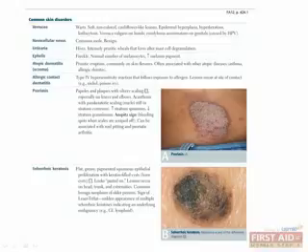There are 5 classes of skin disorders that we're going to discuss, the first of which is just the common ones you may see. Then there are disorders of pigmentation, infectious disorders, blistering disorders, and finally a group of miscellaneous disorders. Let's start at the top with the common disorders.